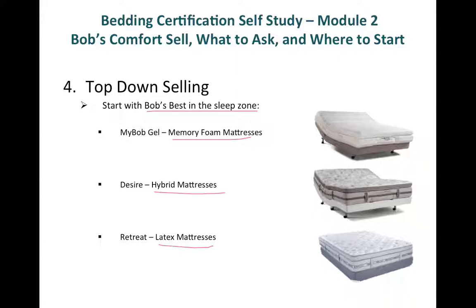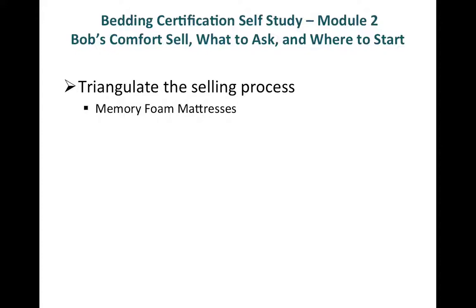So when you walk into the sleep zone, you divide it into three different major categories. The Bobapedic category, where MyBob is number one, so start from the top and go down. The Hybrid category, start with the Desire, and then go down the list. And then the Latex category, which you start with the Retreat.